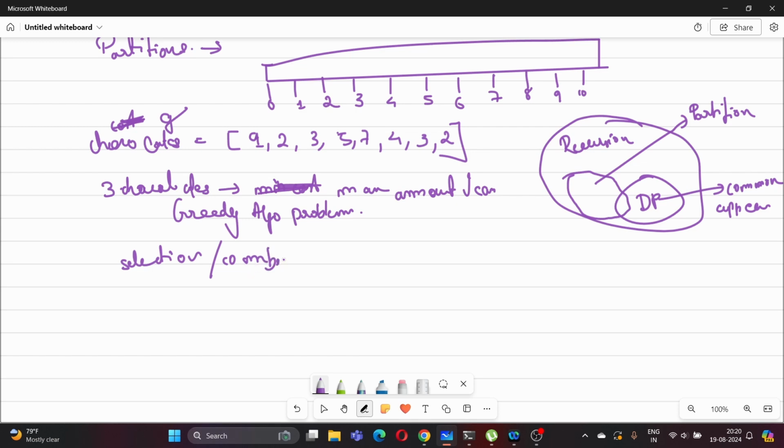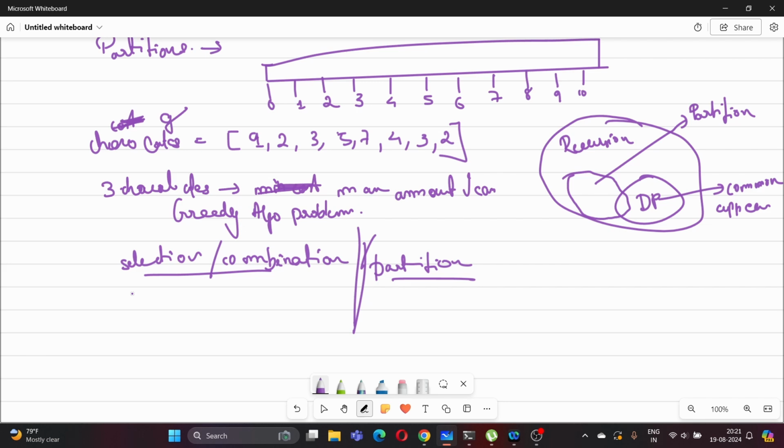What we call in mathematics combination, and some other thing that we need to know, is partition. Partition is also somewhat near. I will draw the distinction, just wait for it. So selection or combination, and partition is actually different. Selection or combination is when you don't take into consideration the order in which you are selecting.